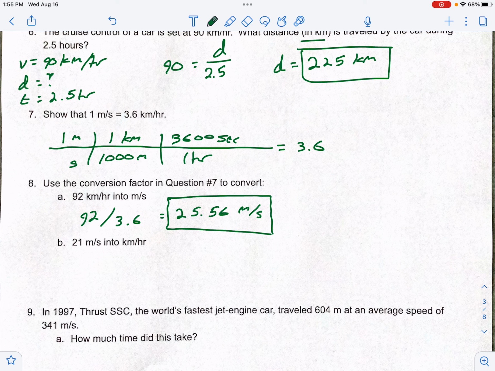B, I'm going to go from 21 meters per second into kilometers per hour, so I'm going to take that 21 and multiply it by 3.6. That's going to give me 75.6 kilometers per hour.